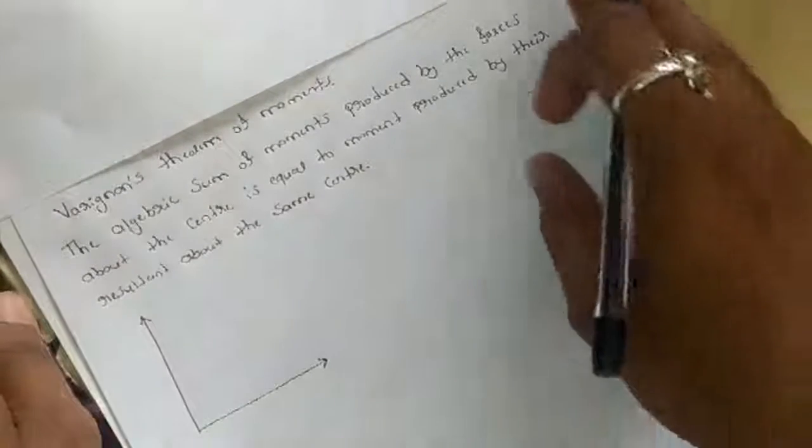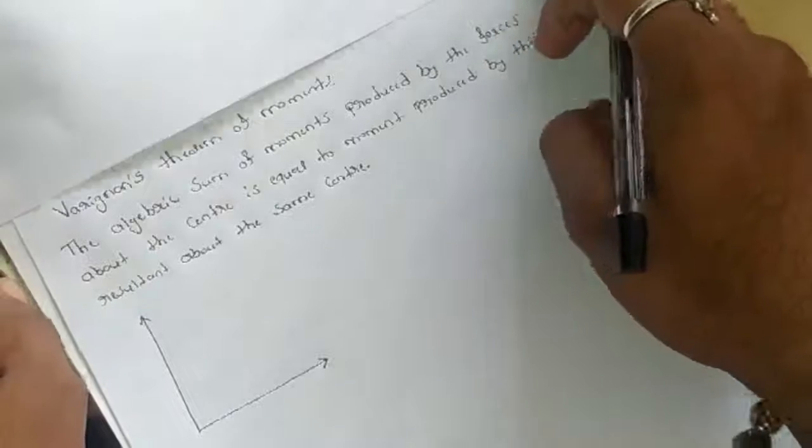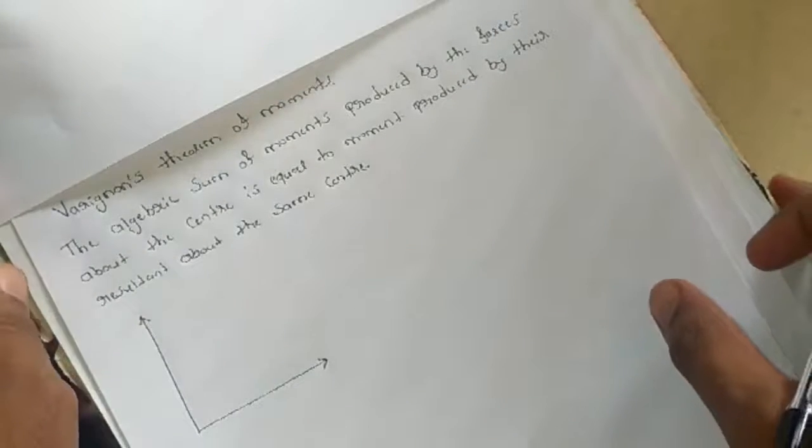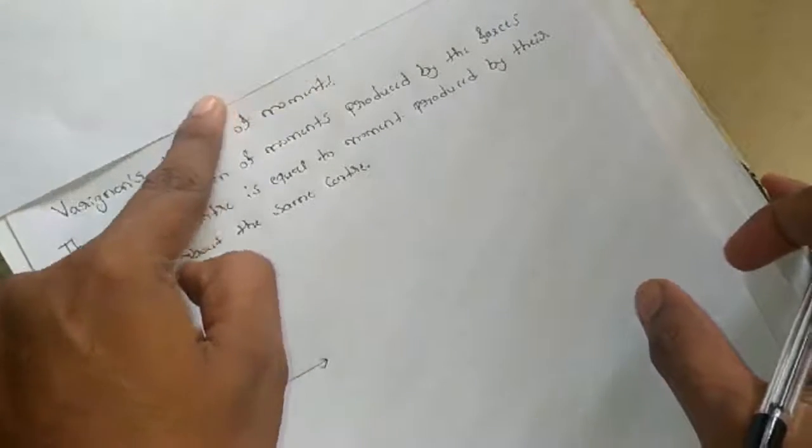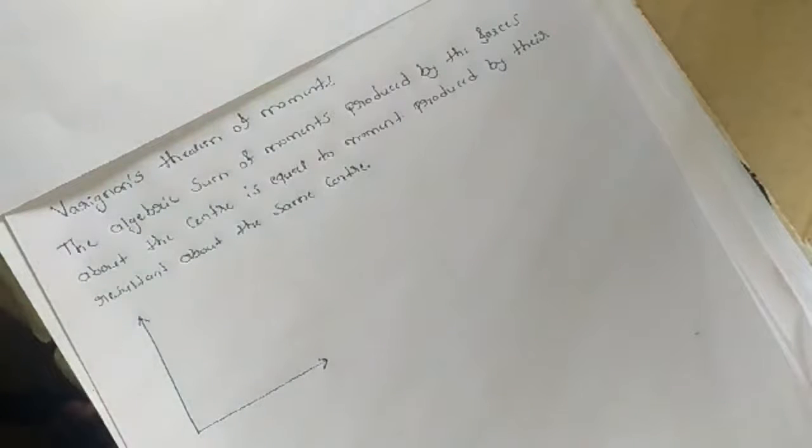Okay, so now we'll see Varignon's theorem of moments. According to Varignon's theorem of moments, the statement is: the algebraic sum of moments produced by the forces about the moment center is equal to the moment produced by the resultant about the same center.